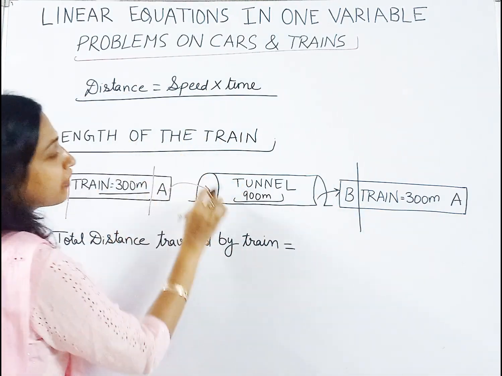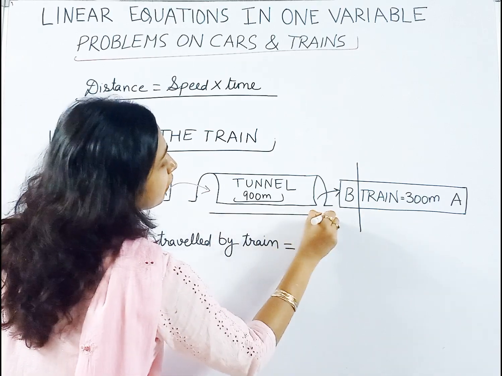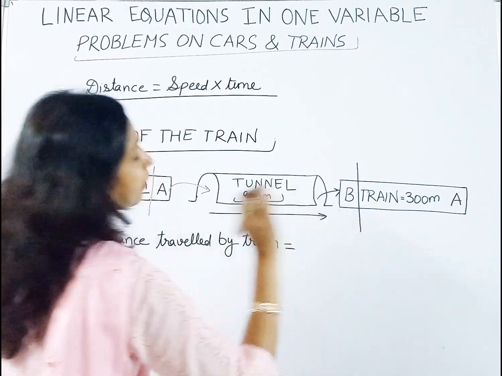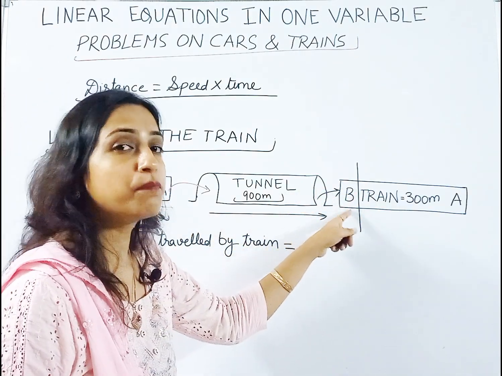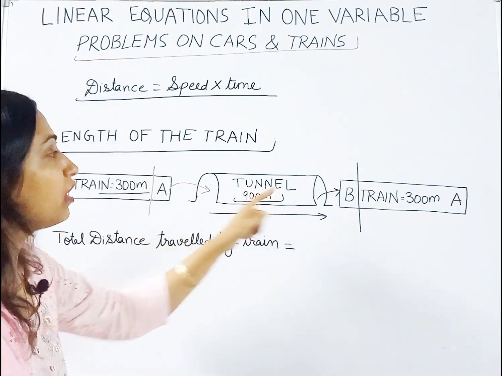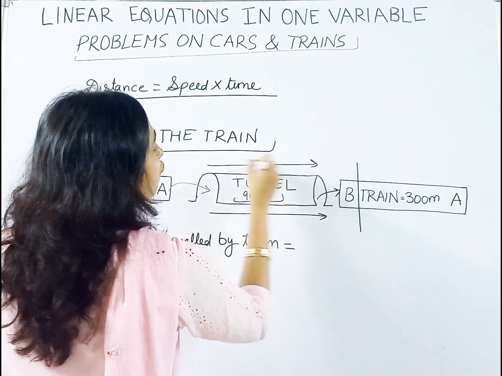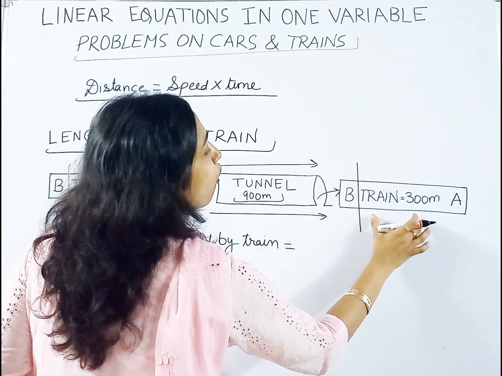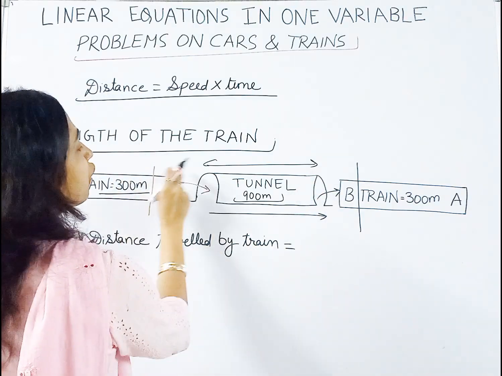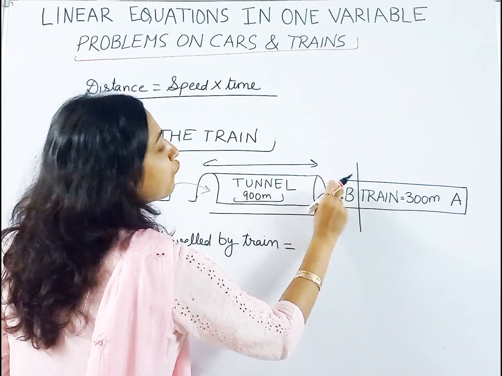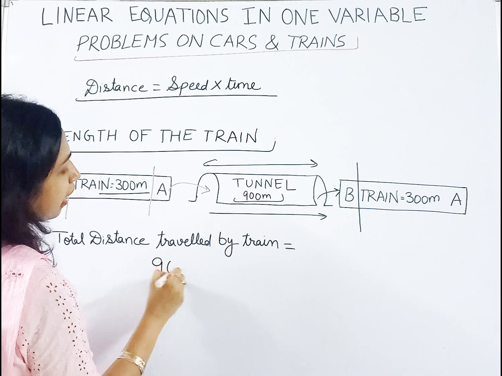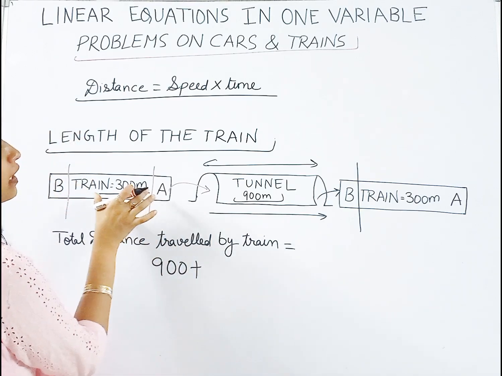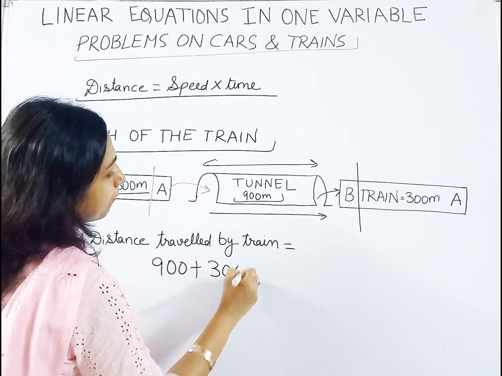So when the train enters the tunnel and travels through it, it crosses the tunnel in some time. When it leaves the tunnel, it leaves from point B. So it has traveled the distance of the tunnel as well as the distance equal to its own length, because it has entered from point A but left from point B. So the total distance traveled by the train is the length of the tunnel, which is 900, plus its own length, which is 300 meters.